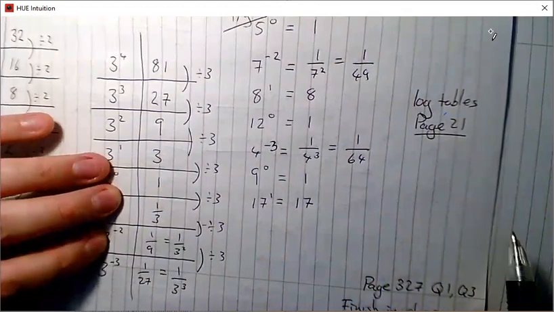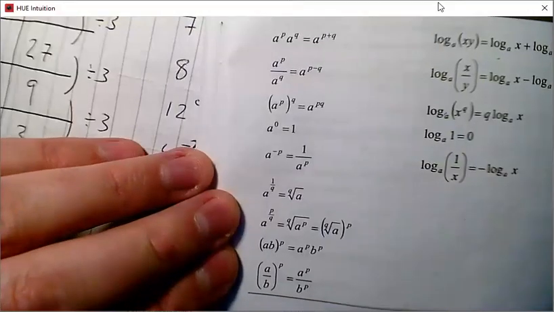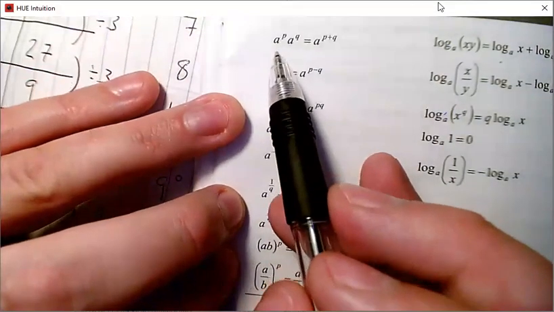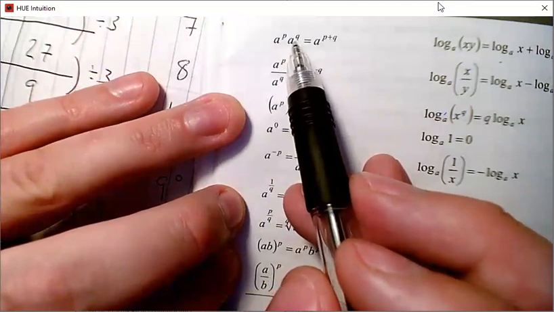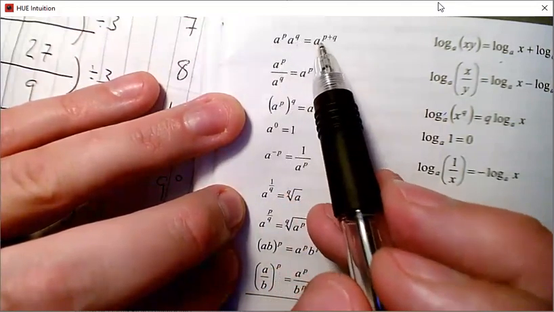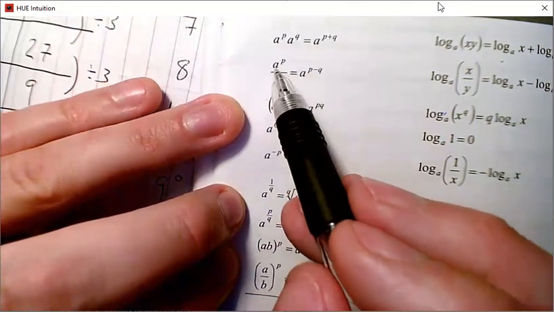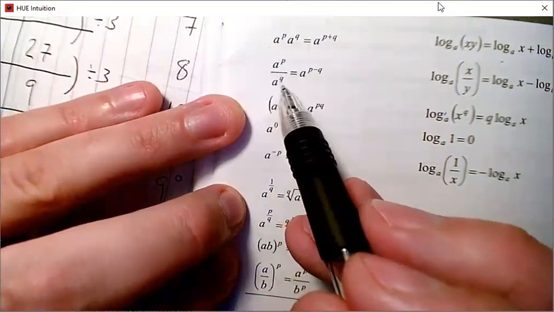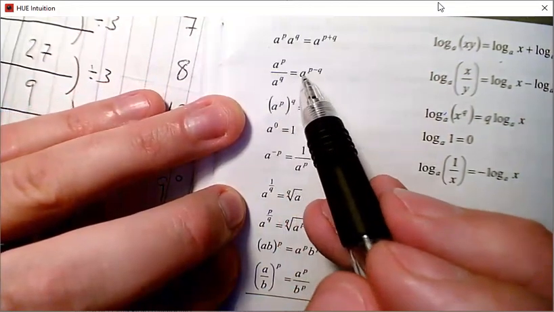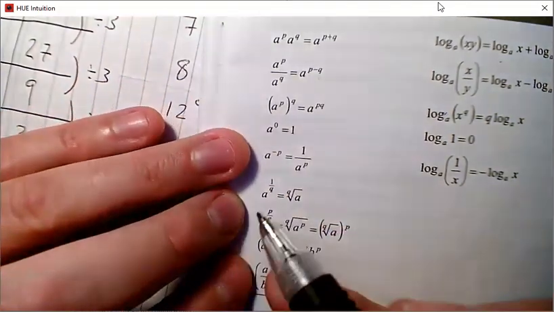Can I ask you as a final thing to go to your log tables, page 21, please? On page 21, you'll see this: a to the power of p multiplied by a to the power of q. So that's the same base, a. The rule is add the indices, so a to the power of p plus q. That's the first rule we saw. Second rule, a to the power of p divided by a to the power of q is a to the power of p minus q. So if you're dividing, you subtract the indices. That's the second rule we saw.